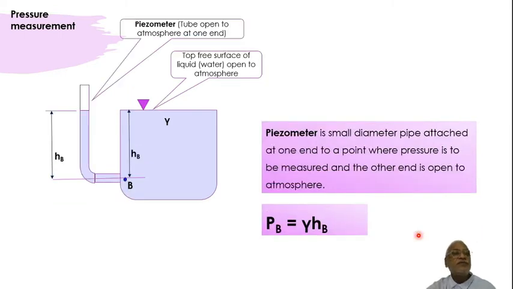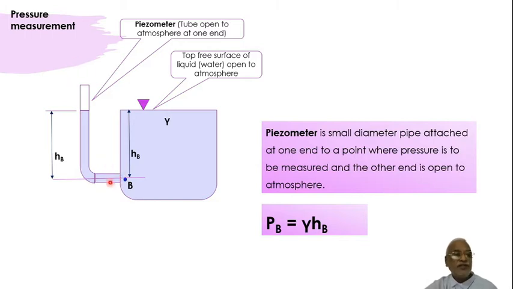Okay. Here there is a piezometer. Here there is a container. At a point B there is an insertion of a tube, and that tube is open to atmosphere. So that is called a piezometer. A piezometer is a tube open to atmosphere at one end. The other end is attached to the point where pressure is to be measured. So it is written here, a piezometer is a small diameter pipe attached at one end to the point where pressure is to be measured and the other end is open to atmosphere, like this. Point B is the point where pressure is to be measured, the other end is open.